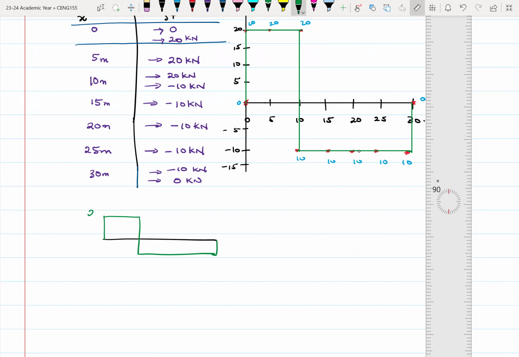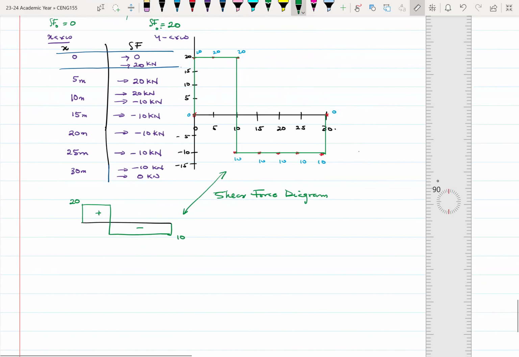Okay, so here's 20 and here's 10. This is negative, this is positive. This diagram here is called the shear force diagram. Okay. And this gives us an idea of the shear force behavior along the entire length of the beam.